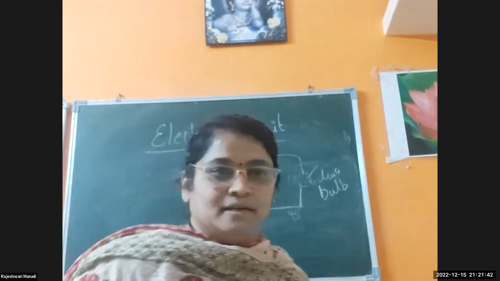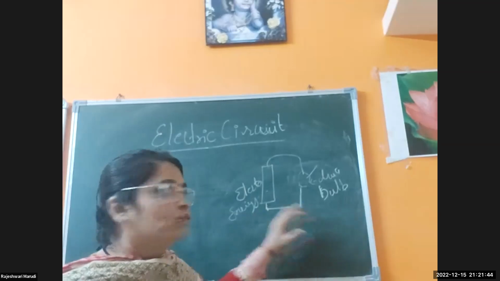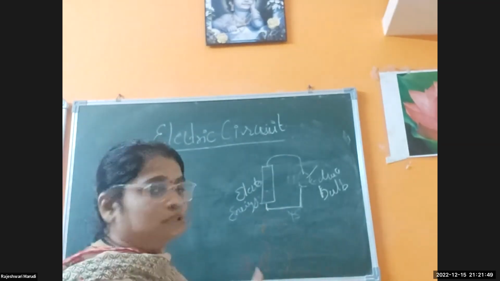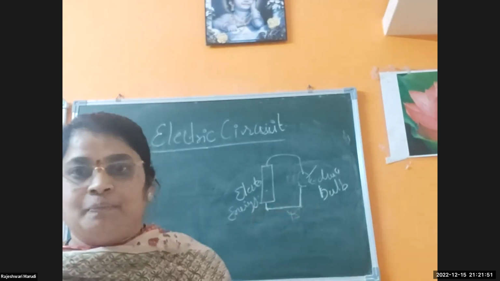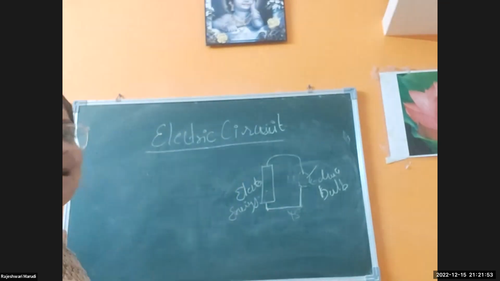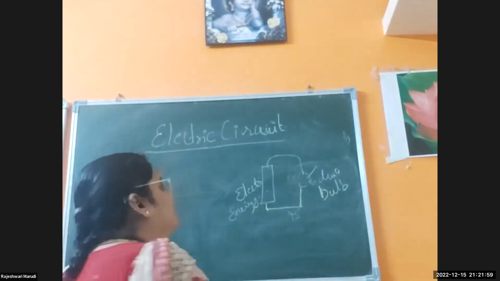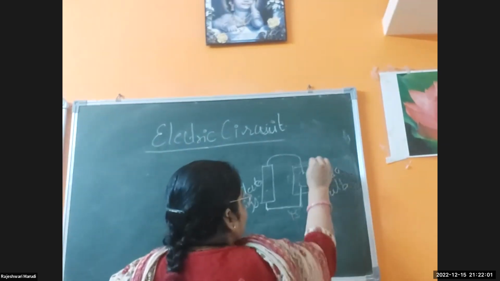If you use a mixer, then if there is a closed conducting path, when you switch on the mixer, it should run. So any device, it may be a bulb or a mobile or whatever it may be, here in electricity we call it a load.